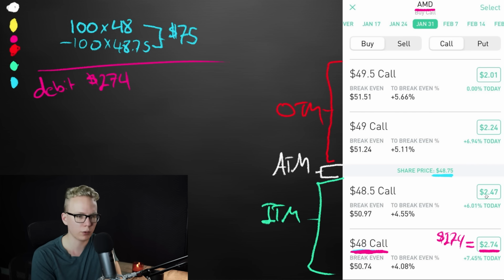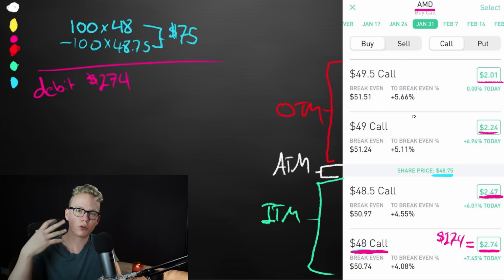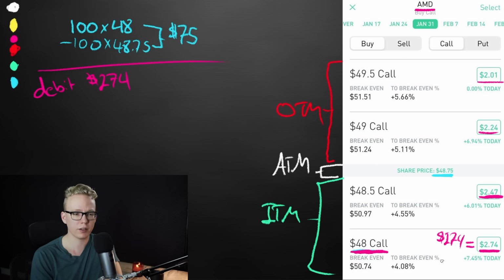You can kind of see how it will change with the other call contracts that are less in the money. So this one's a little less in the money. It's $247 total. This one's out of the money. It's $224, $201. So you can kind of see the pattern. The further out of the money or the less in the money you are, the cheaper those call options are going to be. And this is because the further in the money you are, the bigger profit you can exercise for. So they're going to be worth more. The less in the money they are, the cheaper they're going to be because you can either exercise for a smaller profit or no profit at all.